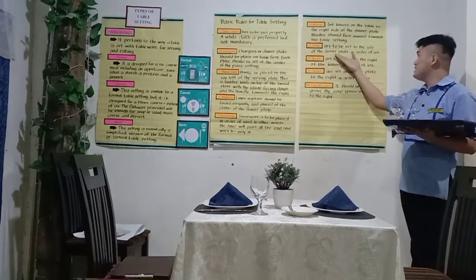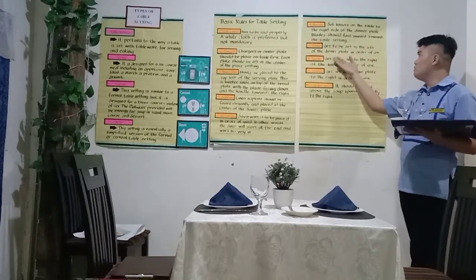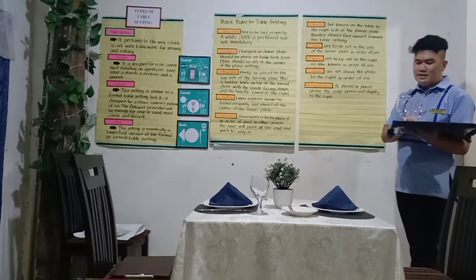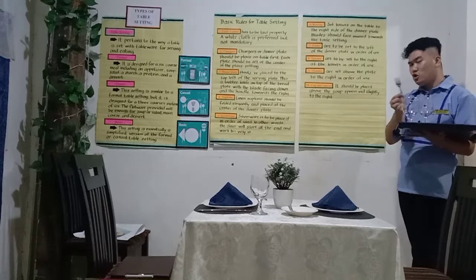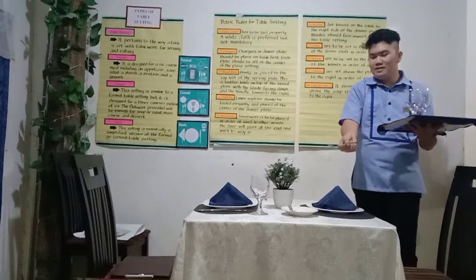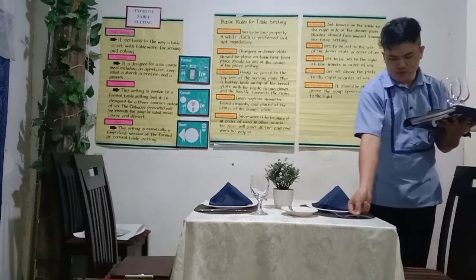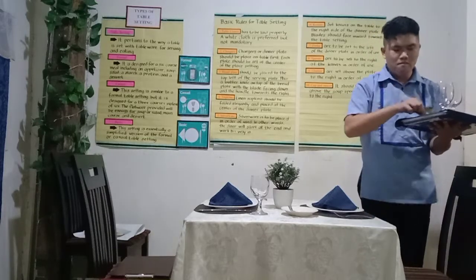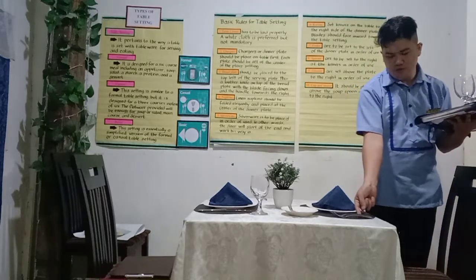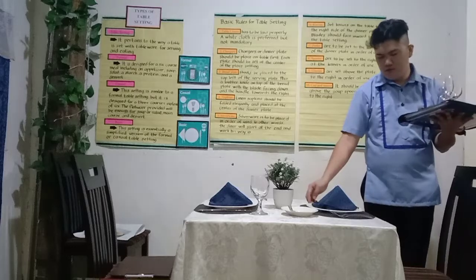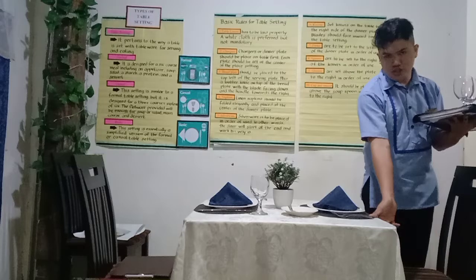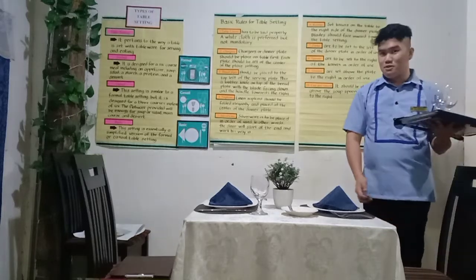So next is forks. Forks are to be set to the left of the dinner plate in order of use. Since the salad fork is for the first course to be served, it must be placed at the outer part, while the dinner fork will be placed at the inner part. Also follow the basic rule of setting the silverware an inch from the edge of the table.